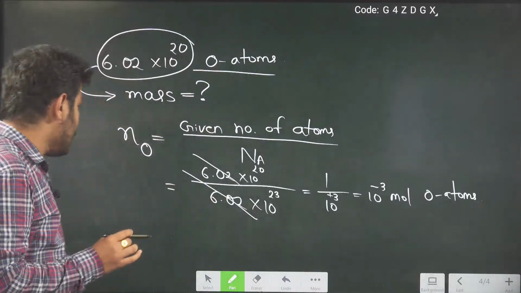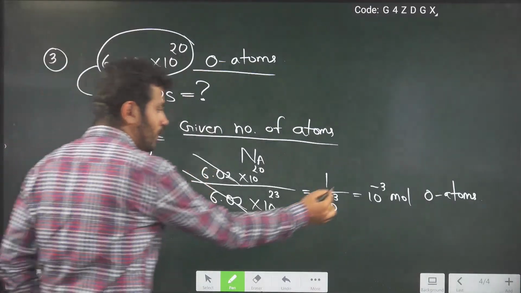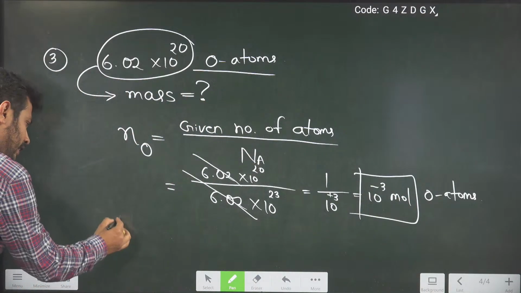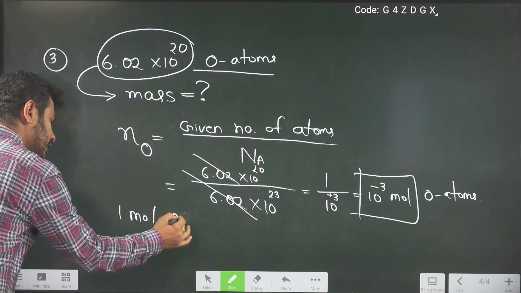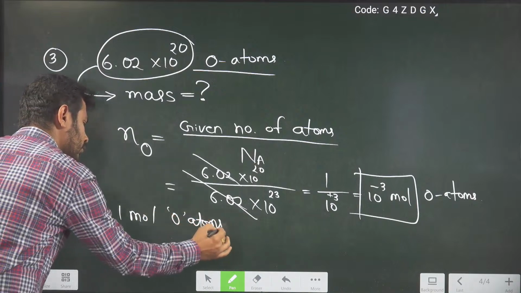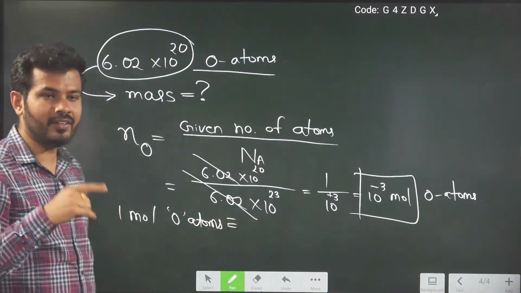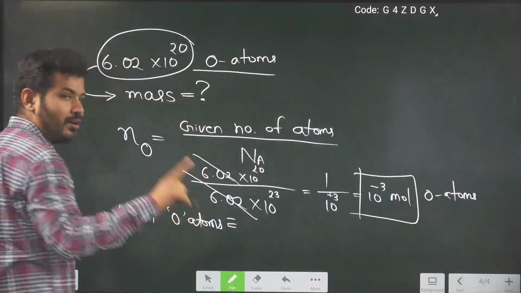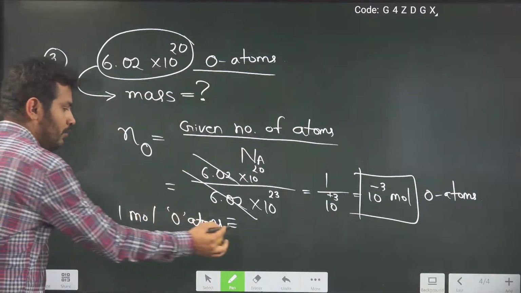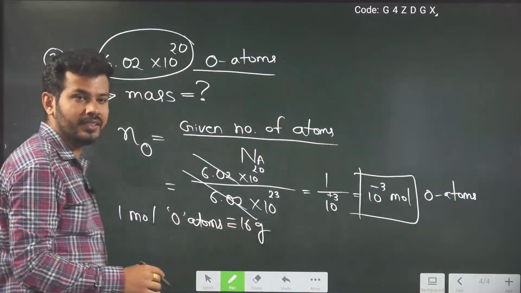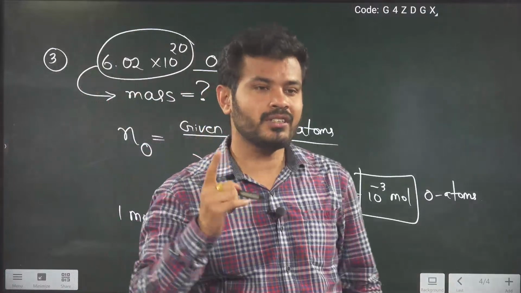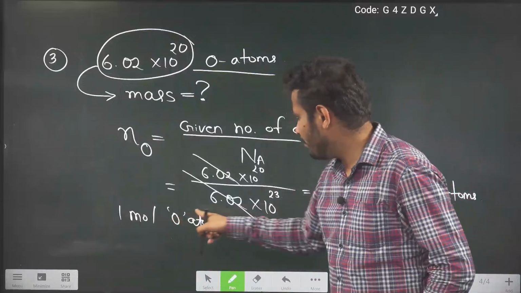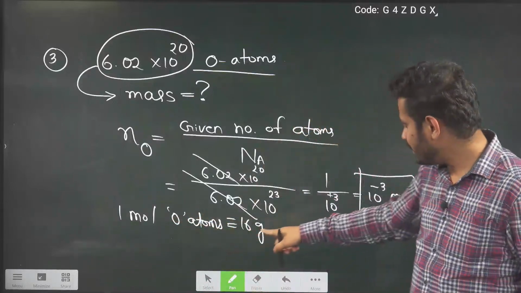Now you see, since we have got the number of moles, we can easily find the mass here. If I take 1 mole of oxygen atoms, what is the mass? 1 mole of any particle will have its gram atomic mass or gram molecular mass. A single oxygen atom is 16 AMU, so 1 mole of oxygen atoms is 16 gram, which is the gram atomic mass.